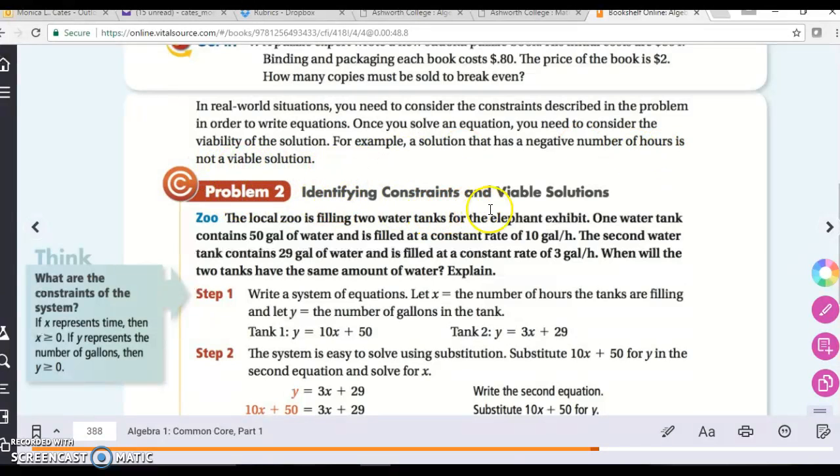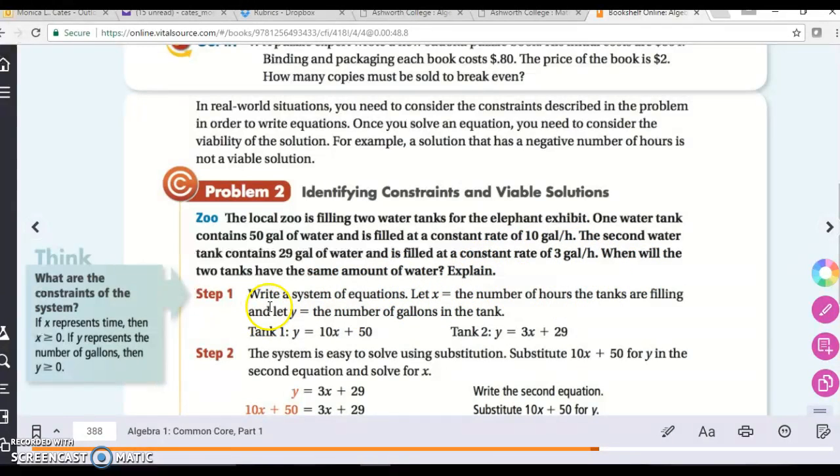Problem 2, identifying constraints and viable solutions. Zoo. The local zoo is filling 2 water tanks for the elephant exhibit. One water tank contains 50 gallons of water and is filled at a constant rate of 10 gallons per hour. The second water tank contains 29 gallons of water and is filled at a constant rate of 3 gallons per hour. When will the 2 tanks have the same amount of water?